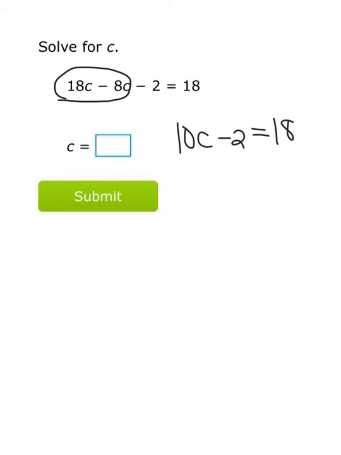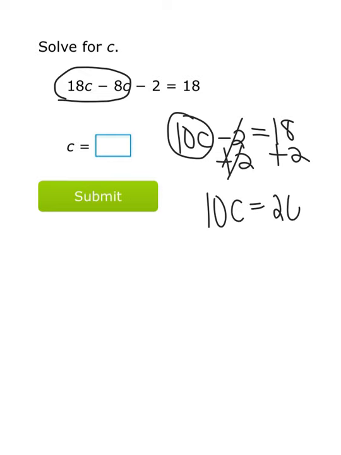Now I need to get c by itself. So my first step would be to add 2 to each side, because I'm wanting to get the term with the c by itself. Negative 2 plus 2 is 0. So I would be left with 10c equals 20. And then I need to divide each side by 10 to figure out what 1c equals, because 10 divided by 10 is 1. So I would know that 1c is equal to 20 divided by 10, which would be 2.